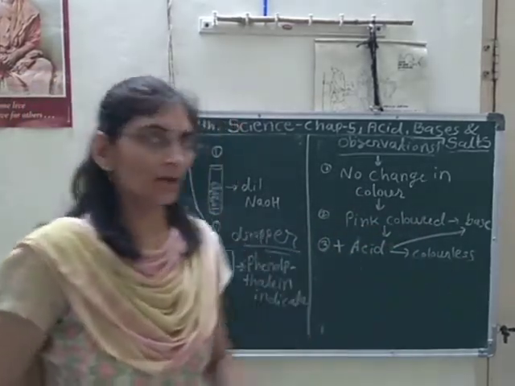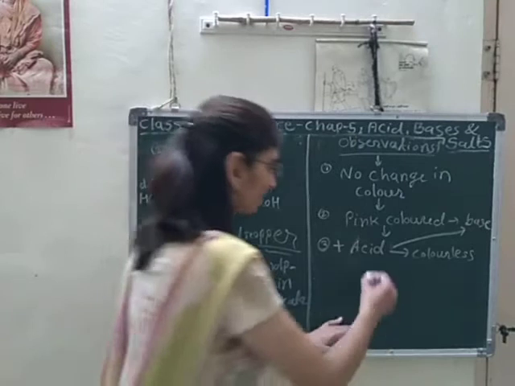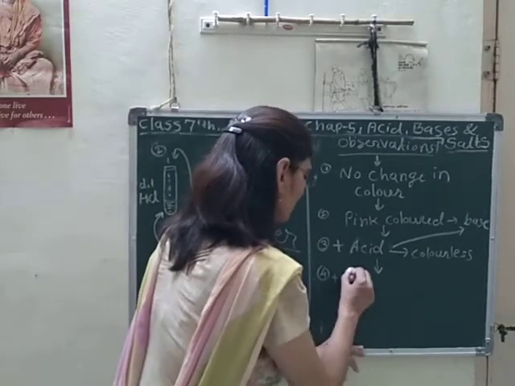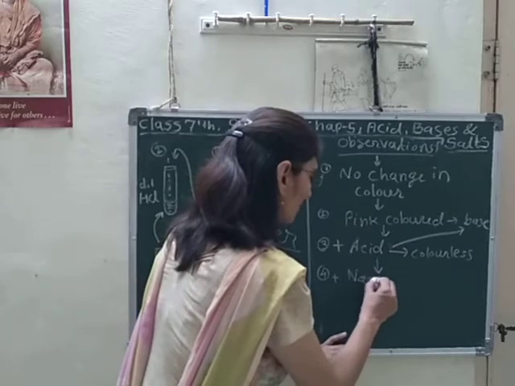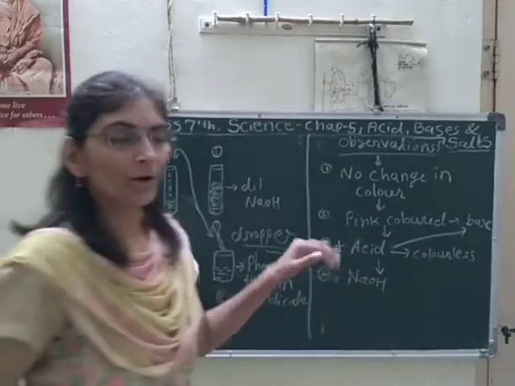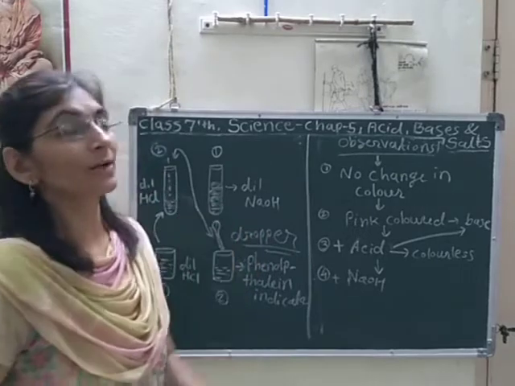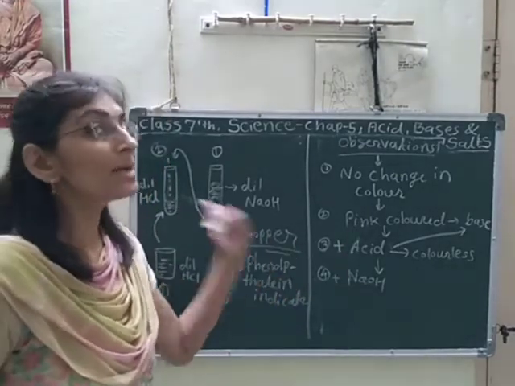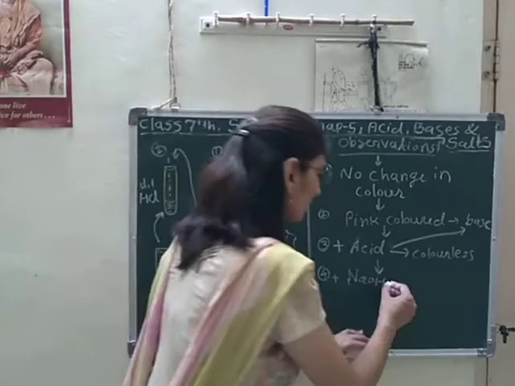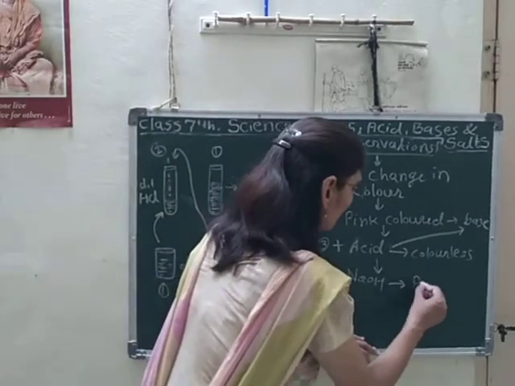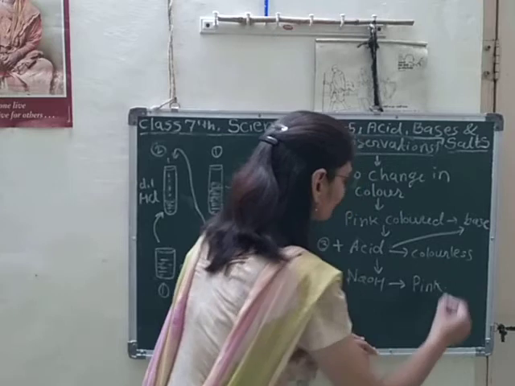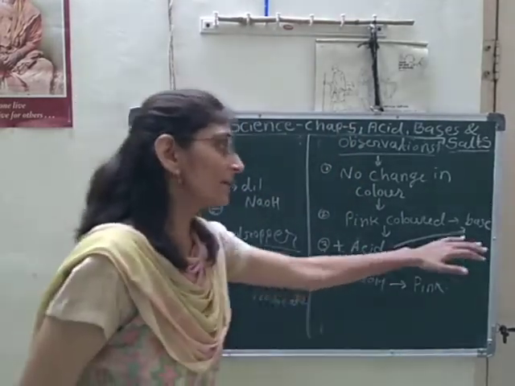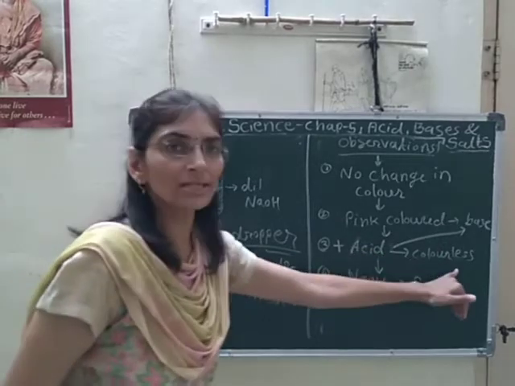it will become colorless. Again, in next step, I will add base or NaOH. What will happen? Again the solution will become basic in nature. NaOH add किया तो अब क्या बनेगा? Basic बनेगा. Then again it will turn into pink color. Yes, it will cancel out the effect of acid. Acidic बन गया था अभी इससे पहले, तो colorless हुआ था.